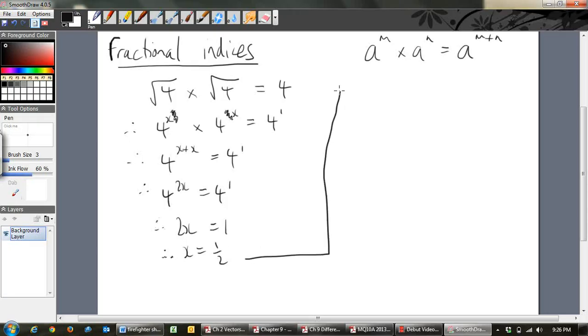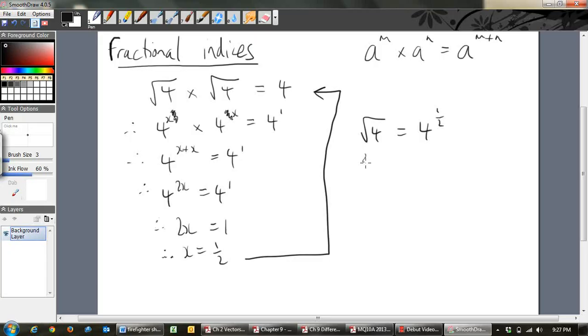In other words, square root of 4 means 4 to the power of a half. That's what a fractional power means. If you raise something to the power of half, that means it's the square root.